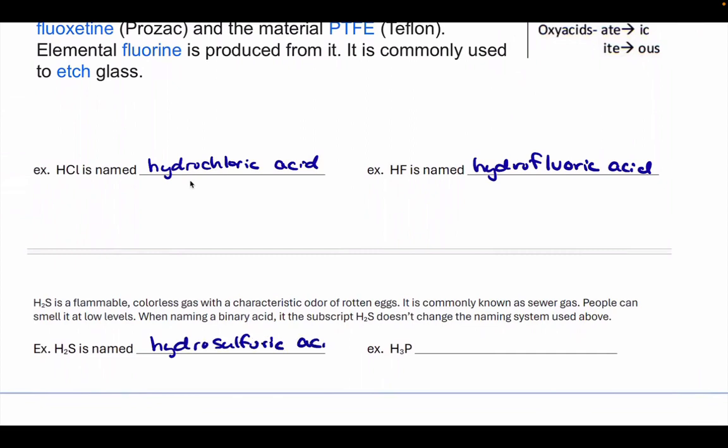Hydrosulfuric acid. That one we add an "o", and then this one, hydrophosphoric acid. So we kind of add, I guess that one you just take off the "us" from phosphorus. And this one, you take the whole, not just the stem of the word, of the element sulfur.